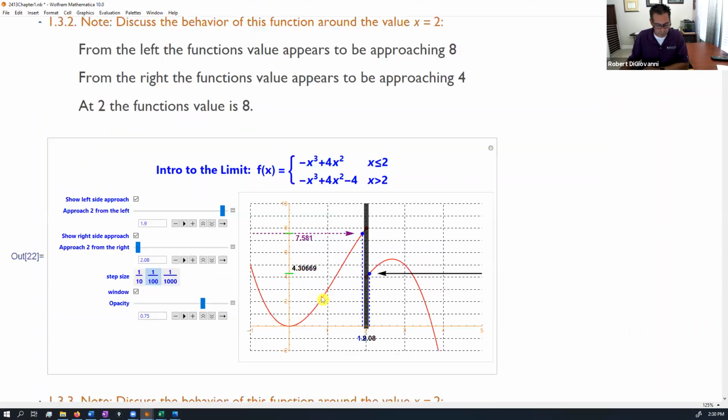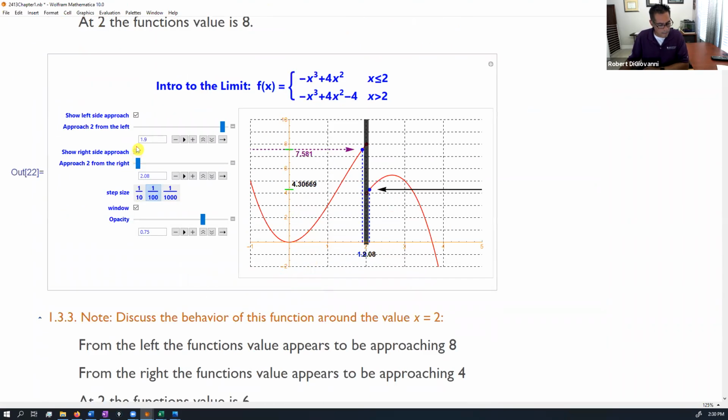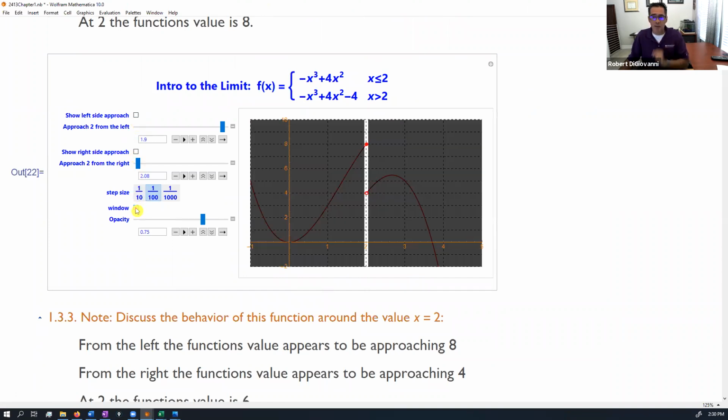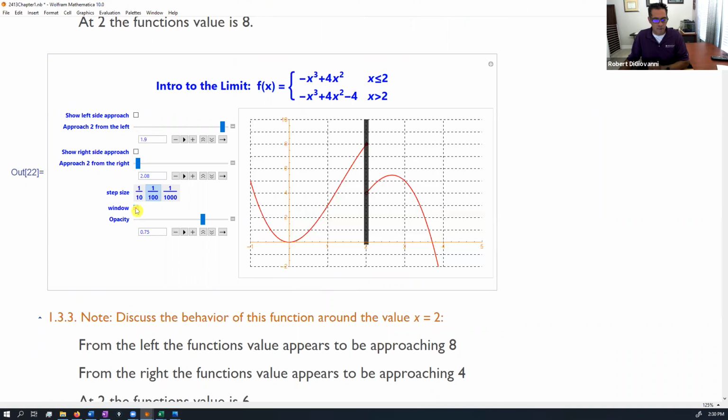This one, at 2, it was 8. From the left, it was 8. But from the right, it was 4. So it's like two of the three things matched, but one of them wasn't the same. Understand?